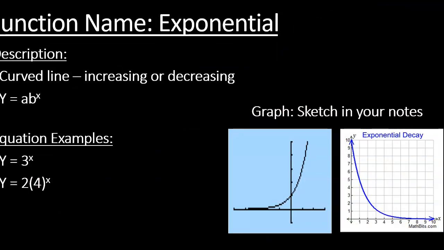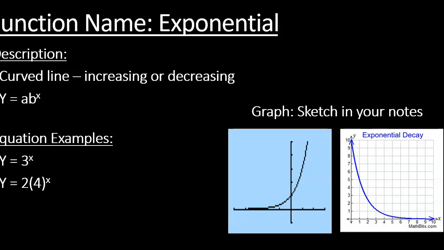All right, your final function type that you need to know is an exponential function. For your description, it's a curved line that's either increasing or decreasing. And we use the equation y equals ab to the x power. And I apologize if any of that's cut off. So again, that says curved line, increasing or decreasing, y equals ab to the x power.